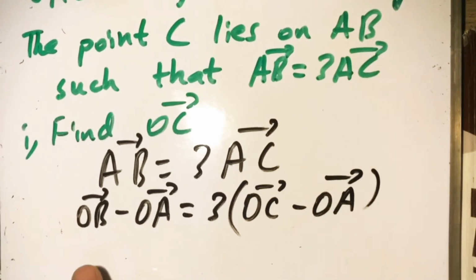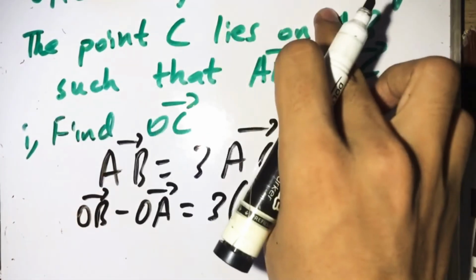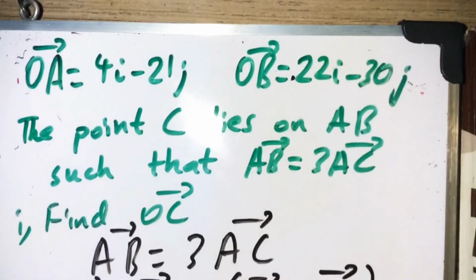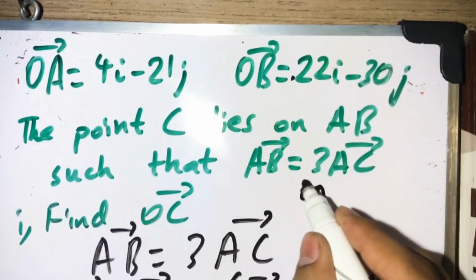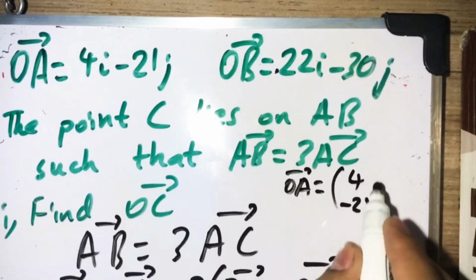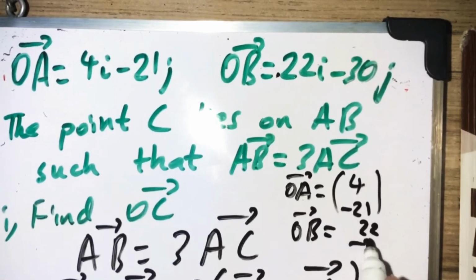So for OB, we'll shift these vectors in the form of column vectors. So OA will be (4, minus 21), and OB will be (22, minus 30).